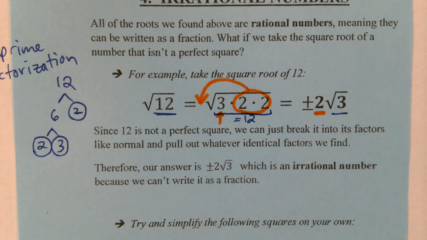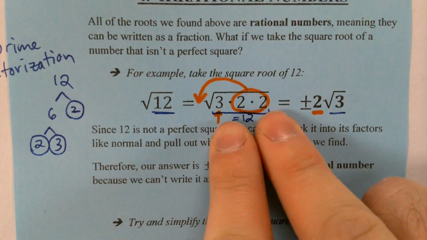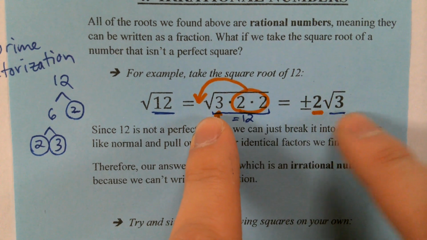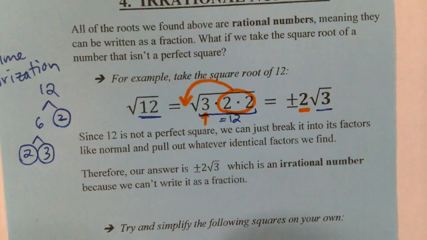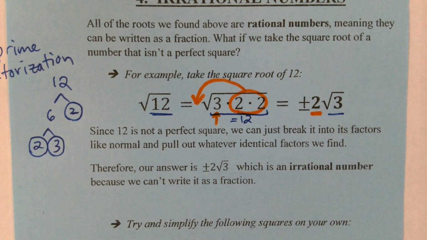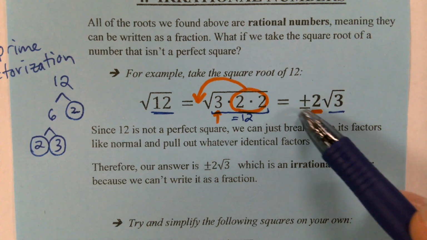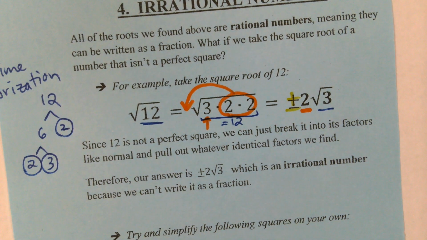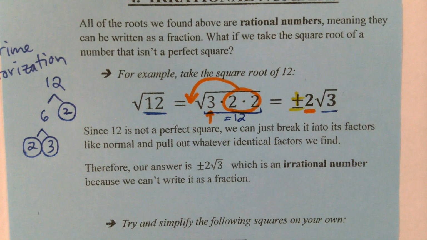Again, in the same way that we reduce or simplify fractions, we can only cross out factors that have an identical twin, right? That have a pair in there. The 2's are paired together. But this 3 does not have an identical twin, so it's got to stay inside. Okay? Of course, we do still need to put a plus or minus sign in front because we don't know if we pulled out a positive 2 or a negative 2. They're both possible, so we have to include both options.